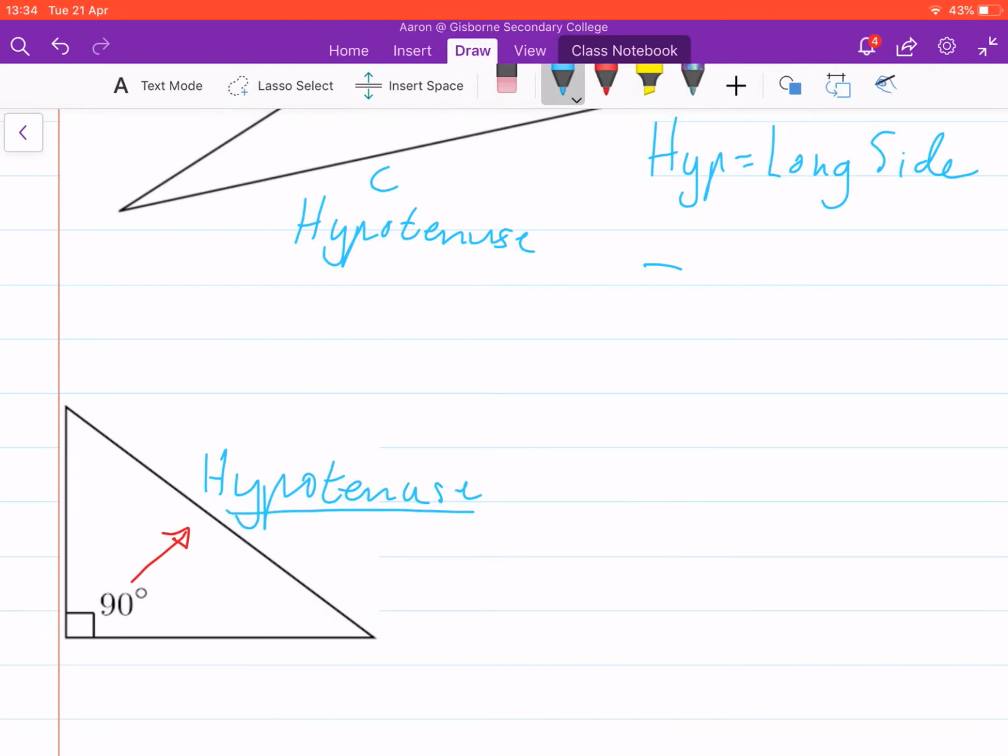Okay, so hopefully that helps with the first stage of Pythagoras, not hypotenuse, and we'll put some more stuff up shortly.